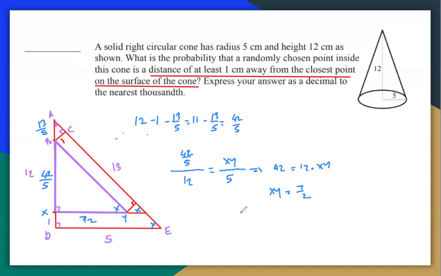So the volume ratio is going to be pi times 1/3 times radius squared, which is 7 over 2 squared, times height, which is 42 over 5. And this is the volume of the new cone, that's the desired region. Divide this by 1/3 times pi times the radius squared times height. As you can see, these don't really matter. So we just need to divide these.